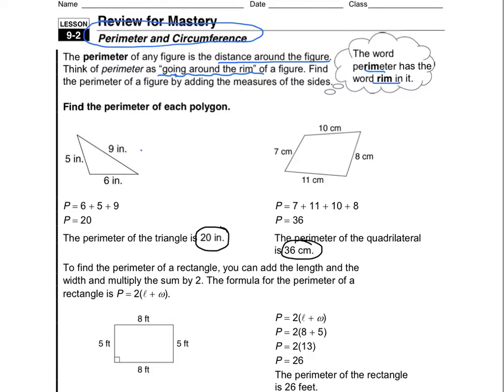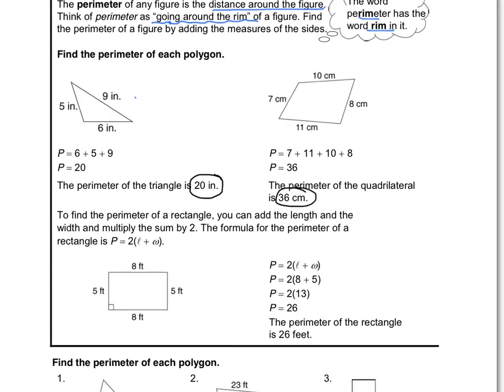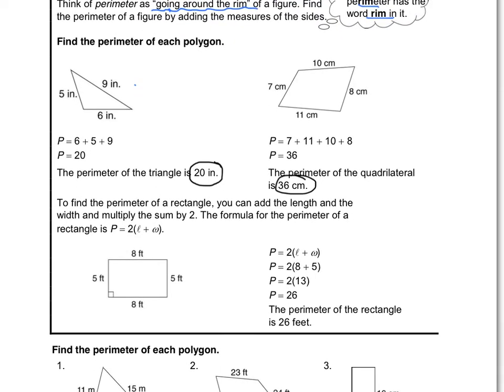Okay, to find the perimeter of a rectangle, you can add all the sides together. For example, this rectangle down here has 8 plus 5 plus 8 plus 5. Well, if I did that, 8 plus 5 plus 8 plus 5, that's 13 plus 13, which is 26.